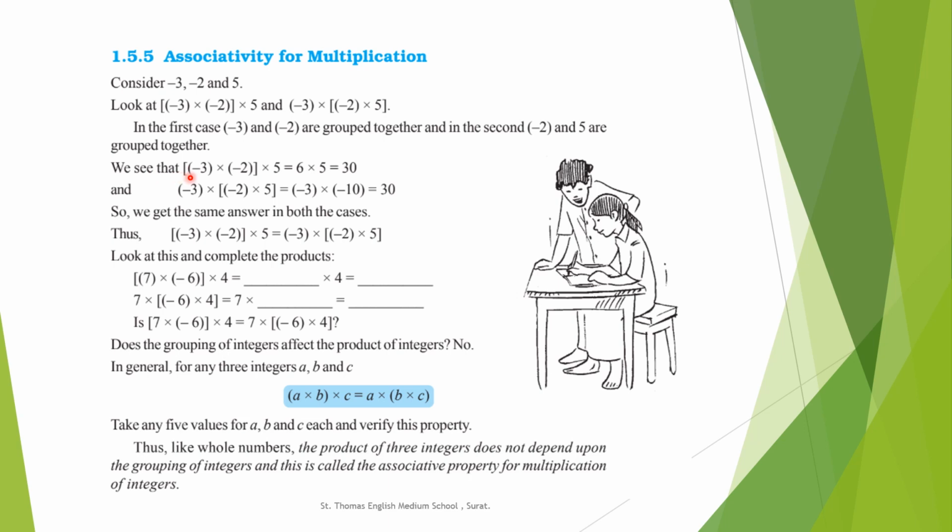We see that minus 3 multiplied by minus 2, into 5. Let's multiply both negative integers, we will get positive. 3 2s are 6. So 6 multiplied by 5, the answer is 30.